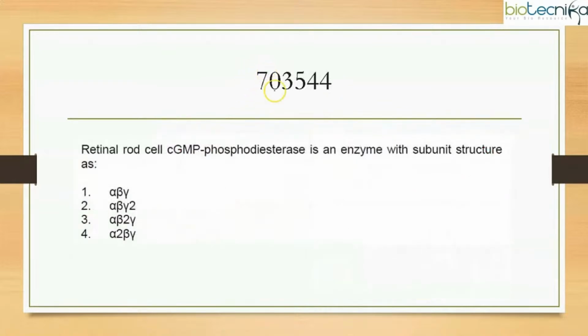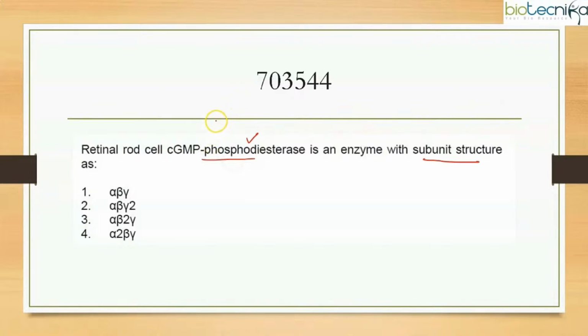Now moving on to the next question, 703544. The retinal rod cell cyclic GMP phosphodiesterase is an enzyme with subunit structure. Now we know the functioning of phosphodiesterase, what it does, but here again you can see that you should have a little bit of idea about the structure of this enzyme.